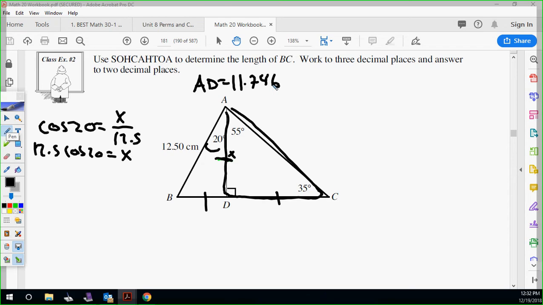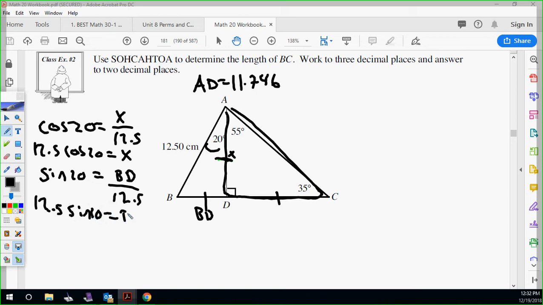Okay? And then we're going to do sine to figure out the opposite side, right? Because we have the angle, the opposite side is BD, and that's the same setup. Sine 20 equals BD over 12.5. So we're doing 12.5 times sine 20 is what that bottom piece is. So BD ends up being 4.275. Remember on these, you need to be in degrees for your calculator because we're using degree measurements.